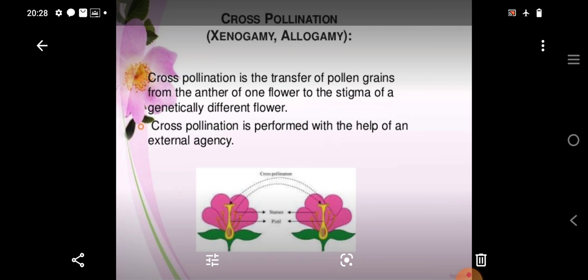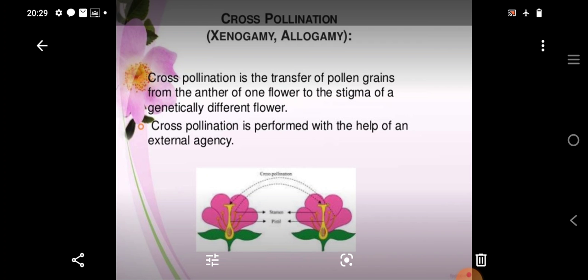So students, as you are well aware, what is the meaning of cross pollination? Actually, cross pollination is the transfer of pollen grains from the anther of one flower to the stigma of a genetically different flower. And I want to add one more thing: in case of cross pollination, the pollen grains are released from one flower of one plant and land on another flower of another plant. Means there are two different plants, genetically different but of the same species, and the pollen is released from the first plant and lands on the stigma of another flower of another plant.